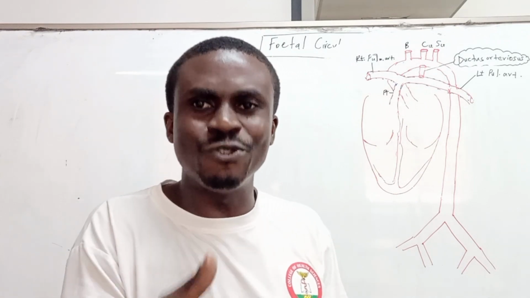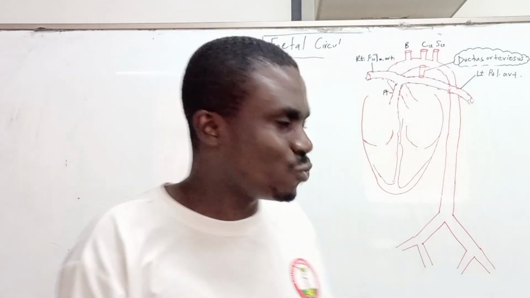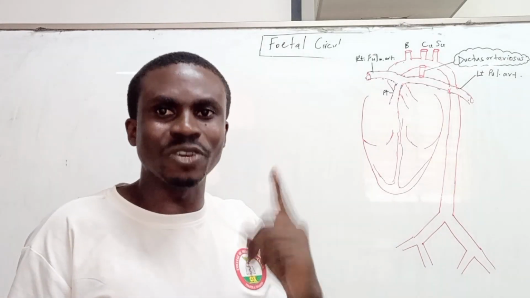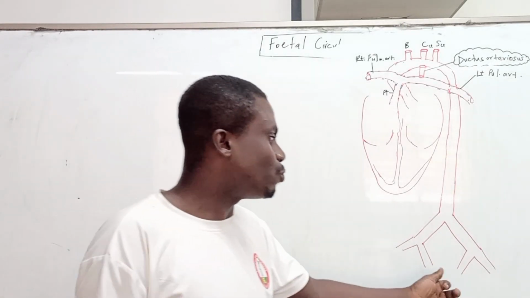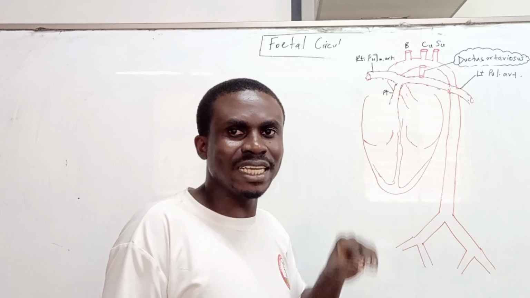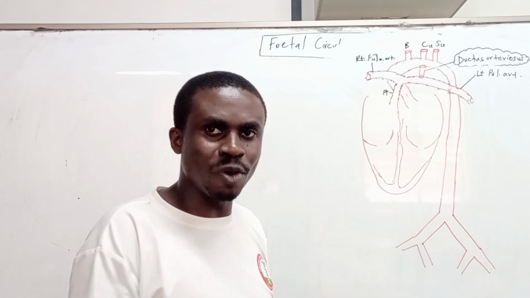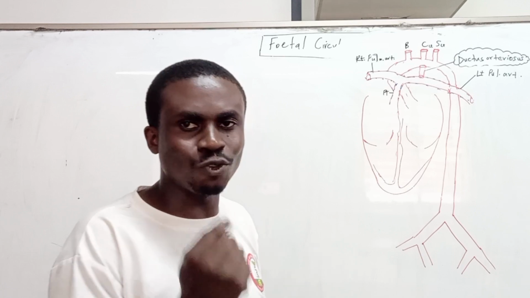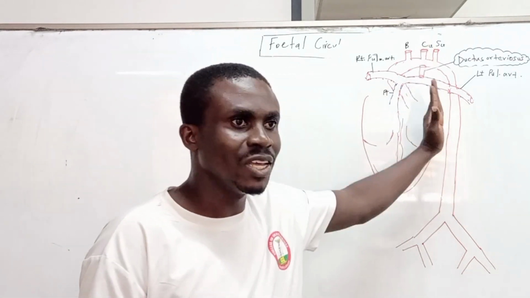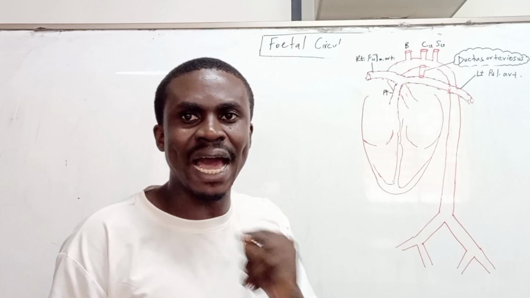And so what is going to drain this oxygen poor blood towards the placenta for further oxygenation? And my friend, it's going to be through a branch of this internal iliac artery. We are taking it to the placenta through the umbilical cord. So who is that guy? We are talking about this artery. So we are talking about the umbilical arteries.